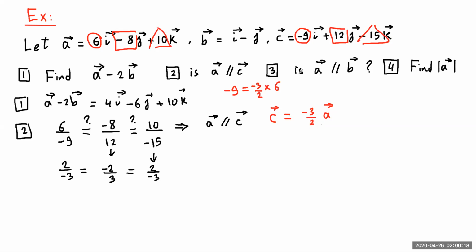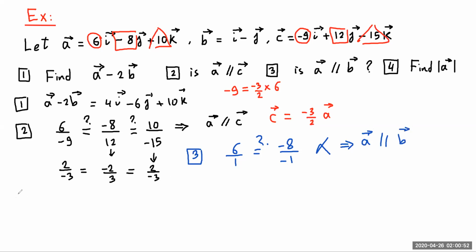Okay, question number 3. The question number 3 is: is A parallel to B? If we take 6/1 here, is it equal to -8/-1? No, it's not correct. So they are not parallel. A is not parallel to B.